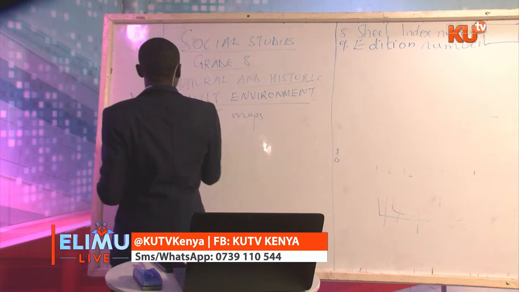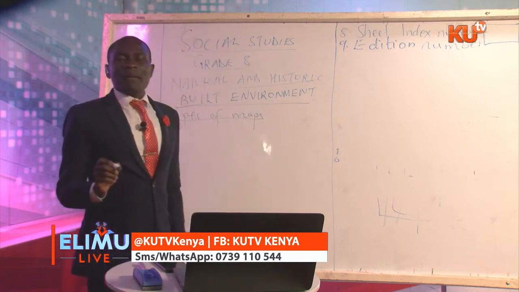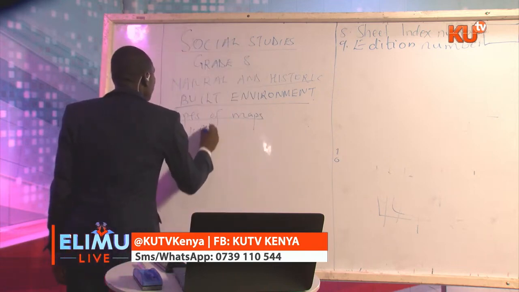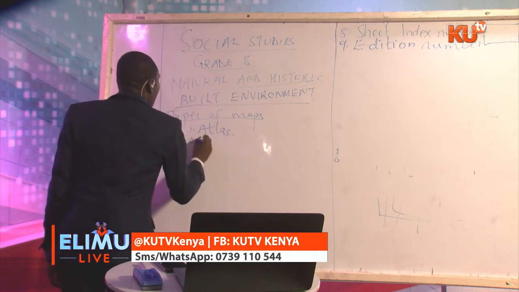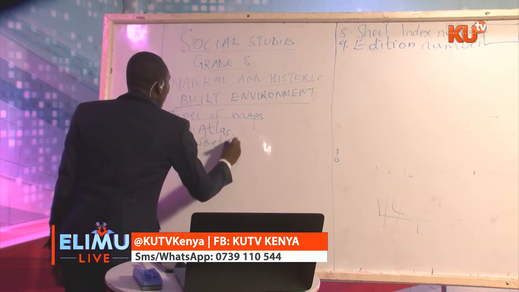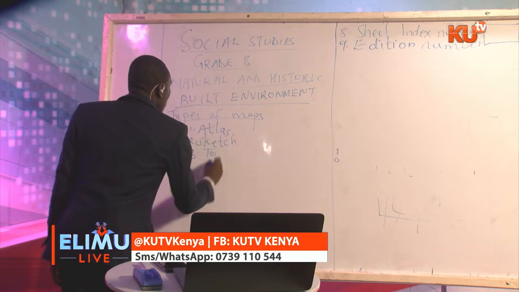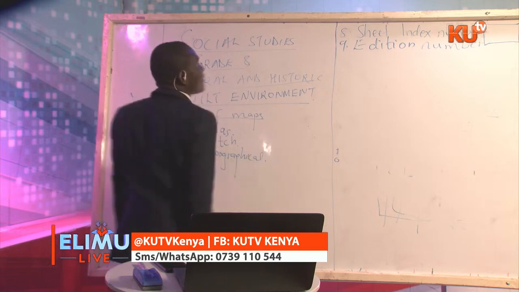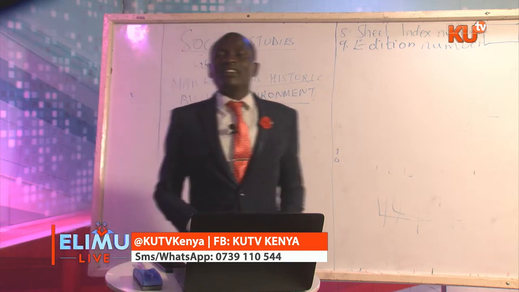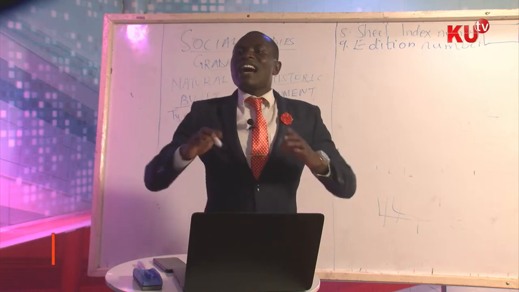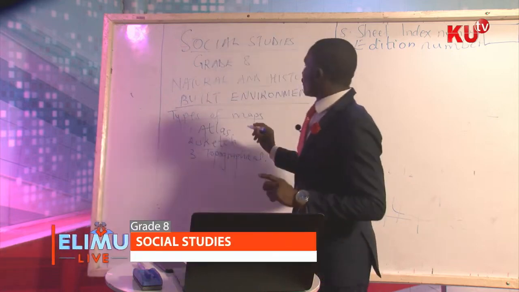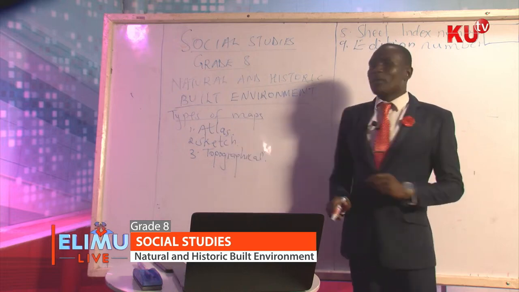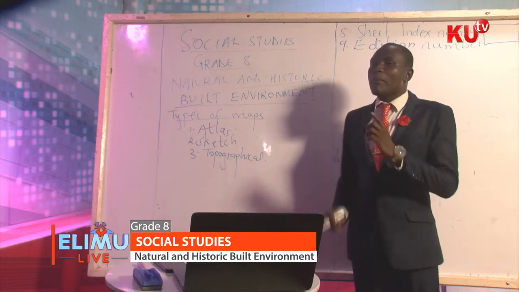There are 3 types of maps, and the first map is called an atlas map. Number 2, a sketch map. And number 3, topographical map. These are the 3 types of maps that we have in social studies. Now, an atlas map is different from a sketch map, and different from a topographical map.